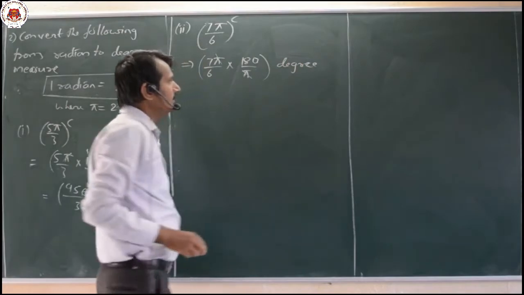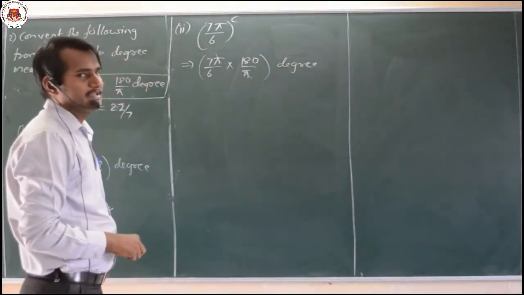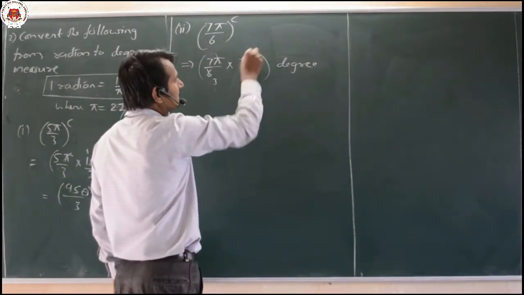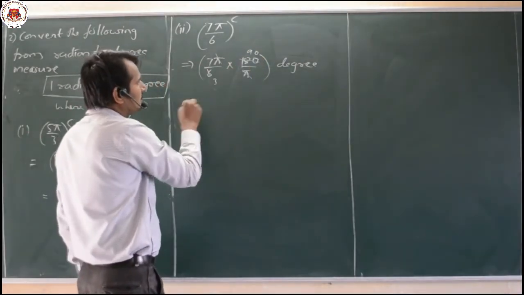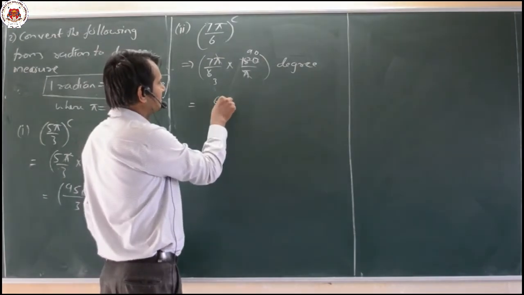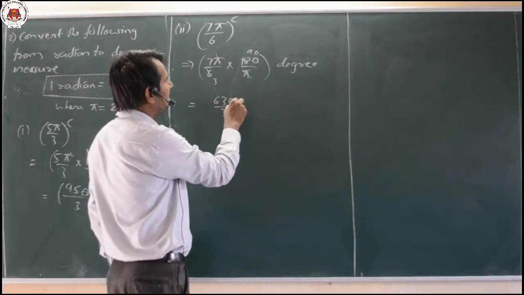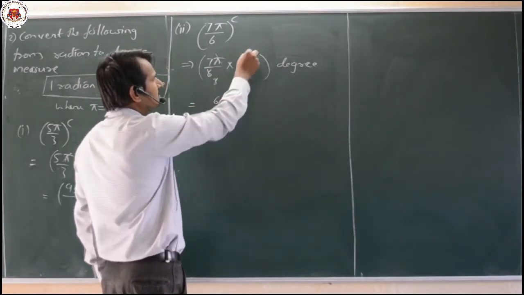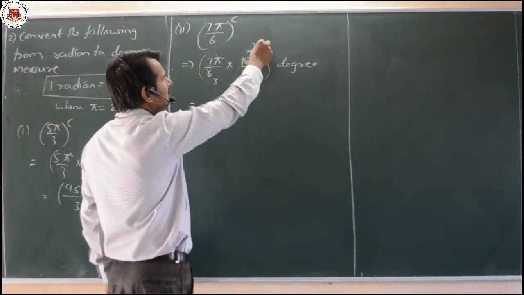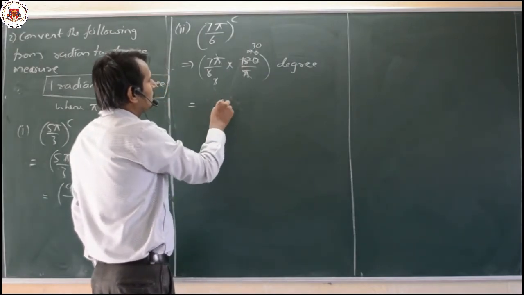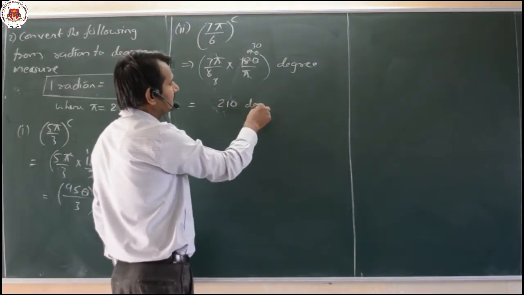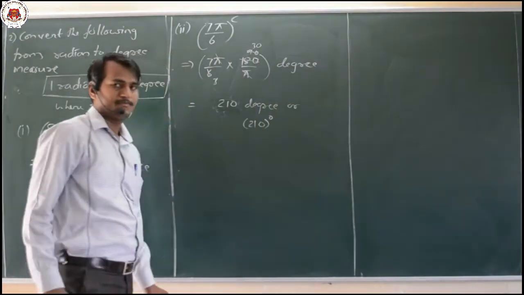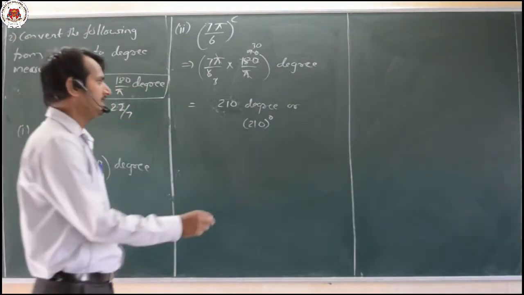Okay, now here 7 into 180 divided by 6. So before going to that, 2 3s are 6, 2 9s are 18, that is 90 into 7. So what we get here? 630 divided by 3. That is 3 degrees, and again we can solve. 3 1s are 3, 3 3s are 9 here, and 0, that is 210 degrees, or 210 to the power of 0. That is nothing but degrees, writing in terms of degrees here.